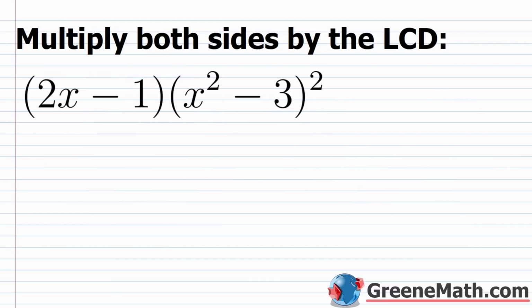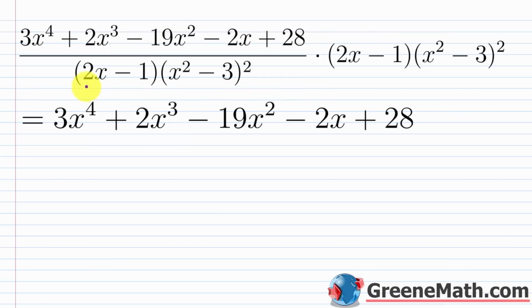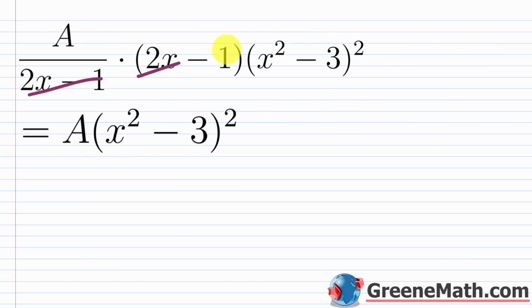We're going to multiply both sides by the LCD. So this guy right here, and of course it's not going to fit on the screen, so I'm just going to break it up like I've been doing. This would cancel with this and give you your numerator. So you have 3x to the fourth power plus 2x cubed minus 19x squared minus 2x plus 28. Then this is going to cancel with this. You get 8 times the quantity x squared minus 3 squared.